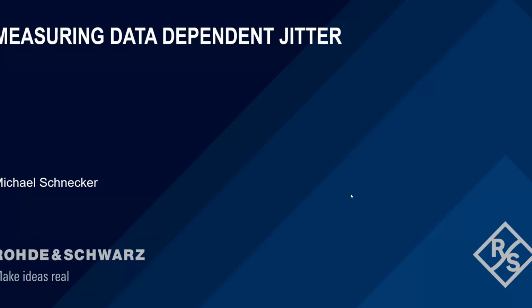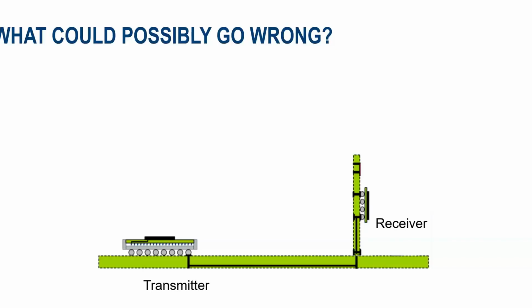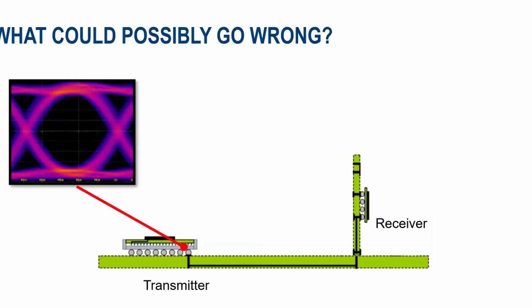And today I'm going to focus a little bit on one measurement, that being measuring a specific type of jitter, that being data dependent jitter, which is really sort of the subject of what we were talking about with routing and PCB trace design. So kind of a typical scenario, what could possibly go wrong? You have a very high-speed transmitter chip mounted on a board somewhere, transmitting a signal.